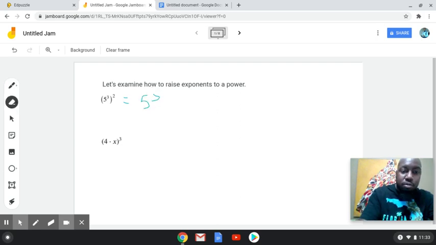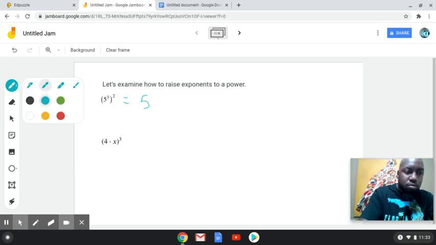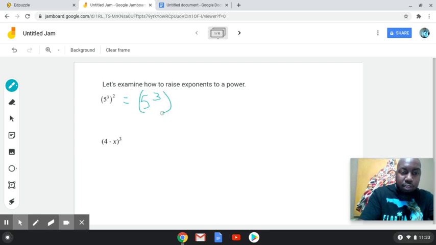let me erase that, sorry. This is the same thing as saying, man, why my threes aren't doing good? Okay, here we go. It's the same thing as saying 5 to the third times 5 to the third, right?